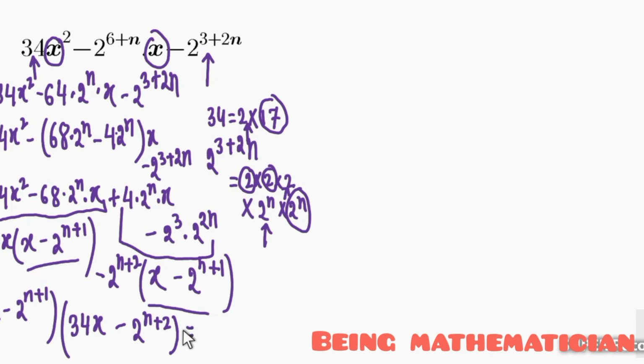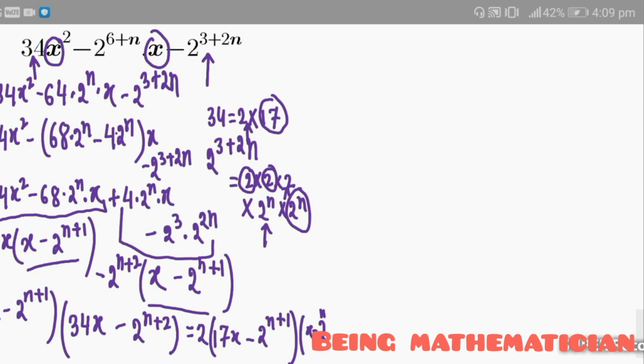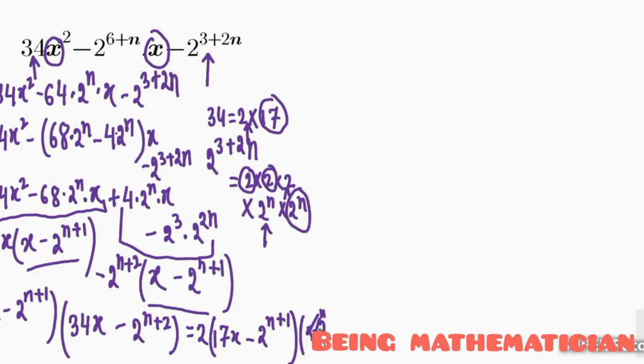Now the final factorization is: we take 2 common from this expression and we have 2 times (17x − 2^(n+1)) times (x − 2^(n+1)). So this is the final answer of this factorization.